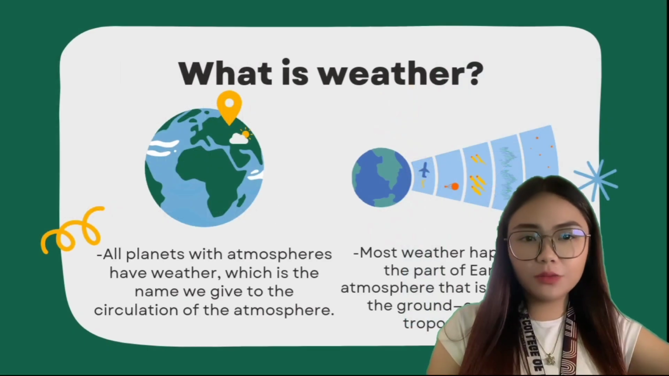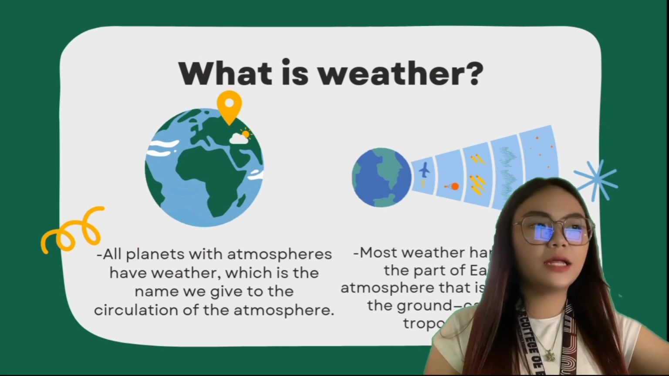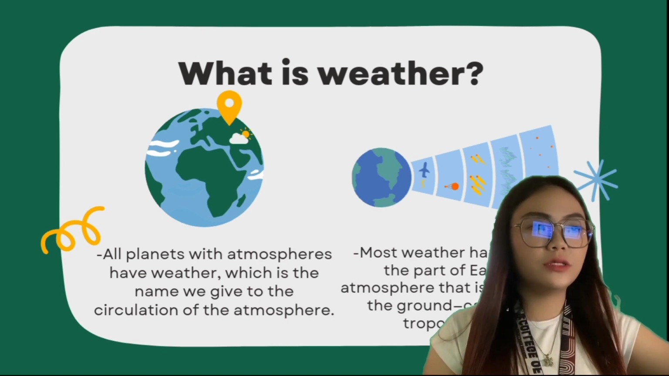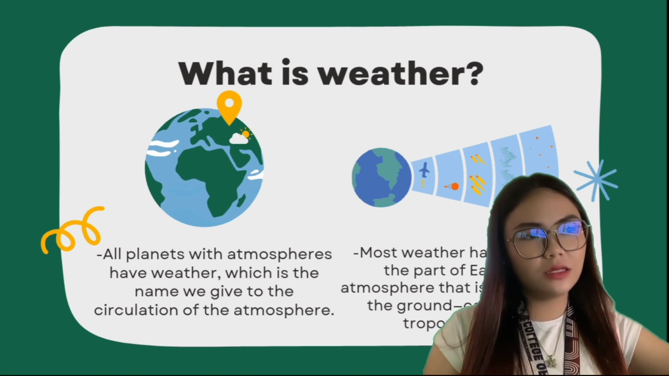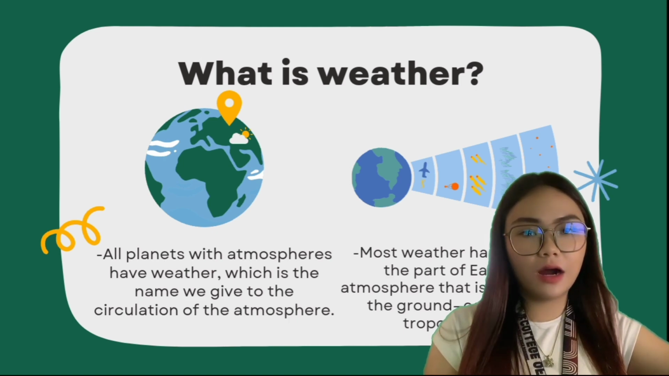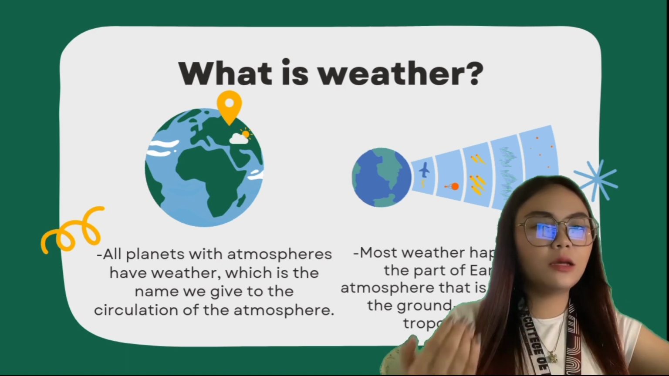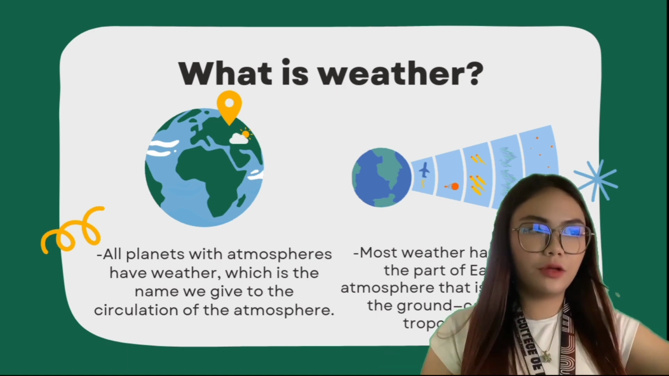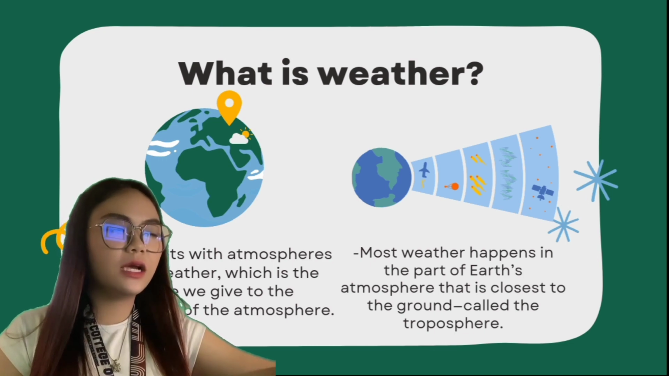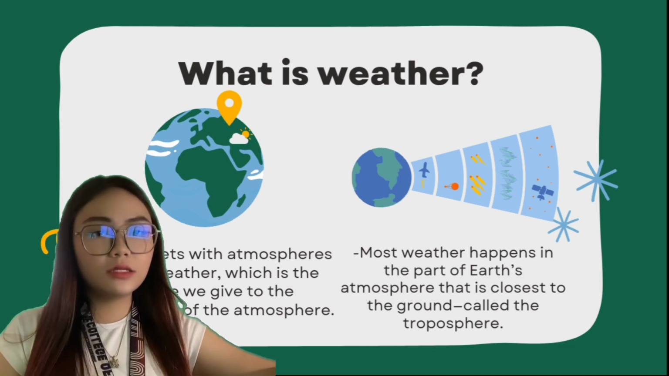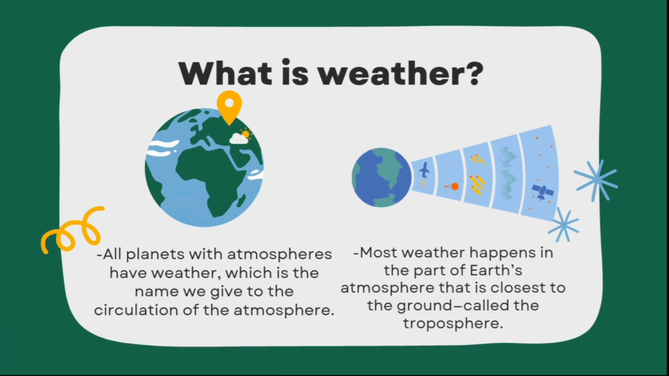So let's talk about what is weather. All planets with atmospheres have weather, which is the name we give to the circulation of the atmosphere. So it states here that it is the circulation of our atmosphere. So lahat ng planets na may atmosphere ay may weather. Most weather happens in the part of the Earth's atmosphere that is closest to the ground. It is called the troposphere.